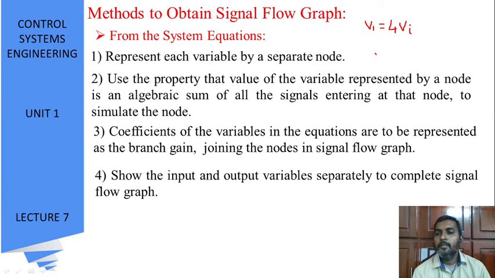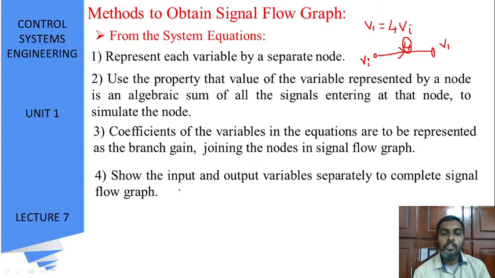This is my node, that is my input Vi, and this is my other node, that is V1. They have represented V1 is equal to 4 Vi. Therefore, this is my coefficient of Vi, that is 4. So the coefficients of the variables in the equations are to be represented as the branch gain. So this is my branch gain joining the nodes in the signal flow graph.